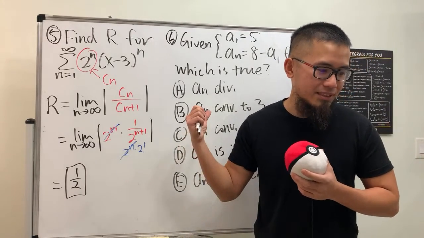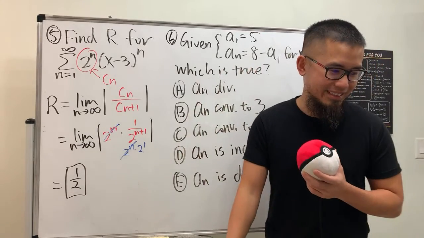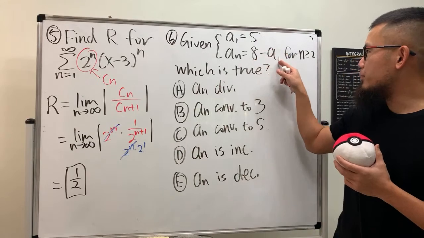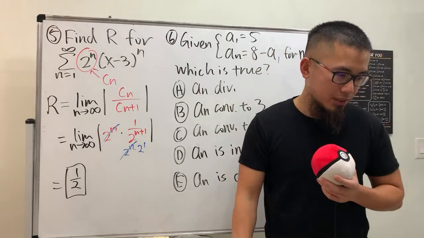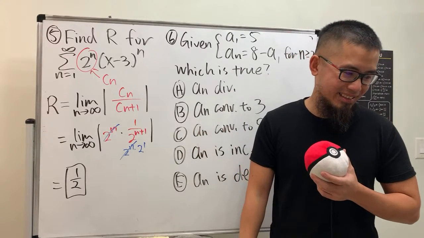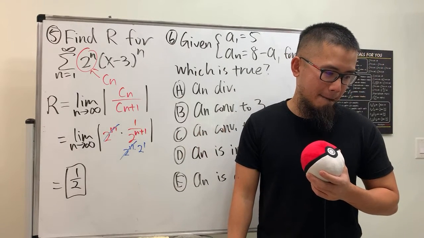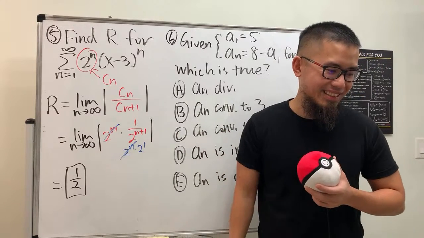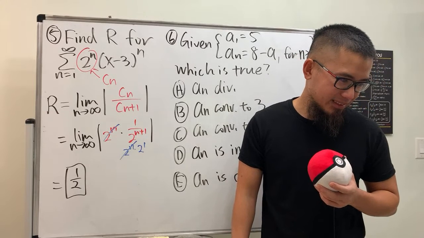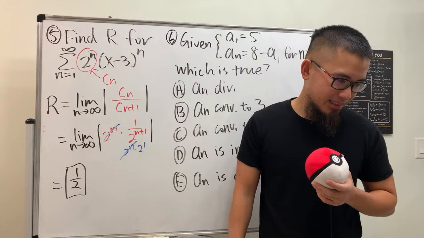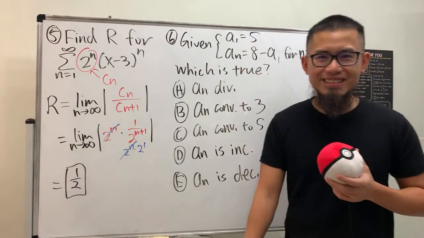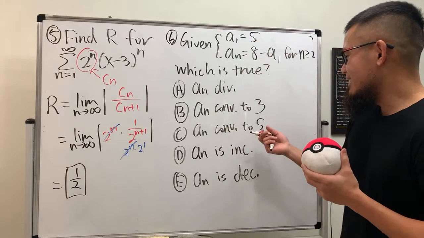Can somebody list out the sequence for us? If you just do 5 and then you do 8 minus the previous, and then so on. So what's the sequence? No, I want the sequence, you guys. Don't just tell me the answer. 5 goes first, right?